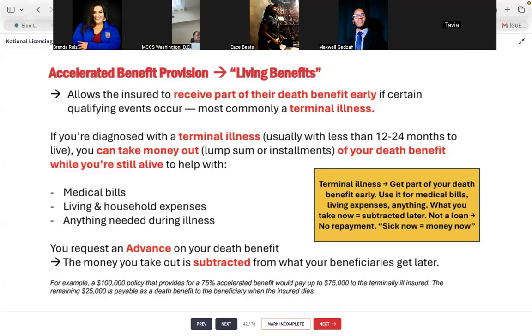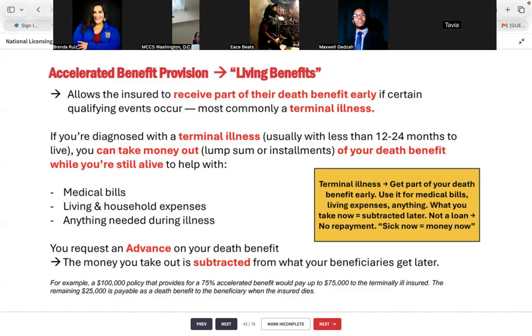The accelerated benefit provision. This is one of my favorite topics here because I know people who have actually benefited from this. What is this? Give me 1 second, y'all. Okay, the accelerated benefit provision says that the insurance company, the policy that they issued you, you can actually use that policy while you're still living.